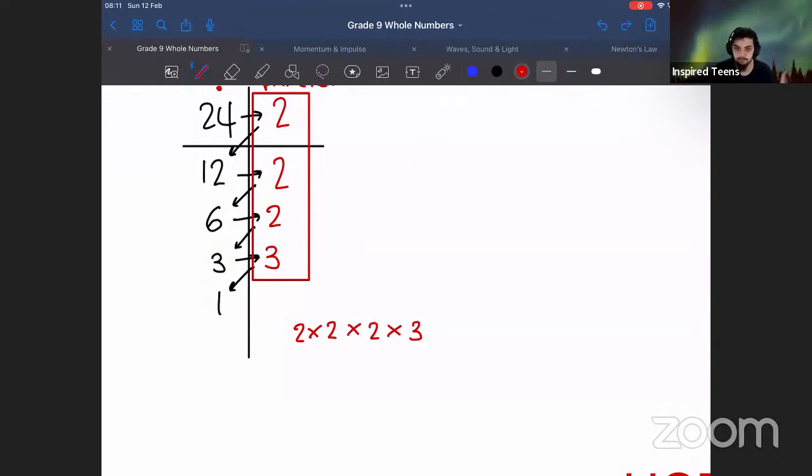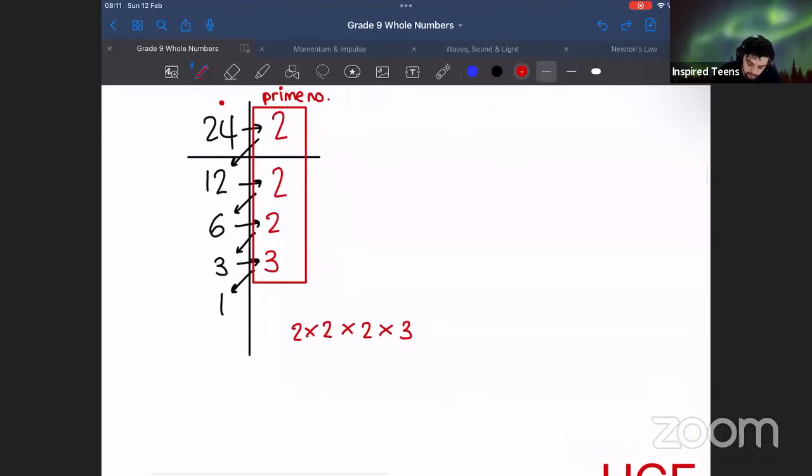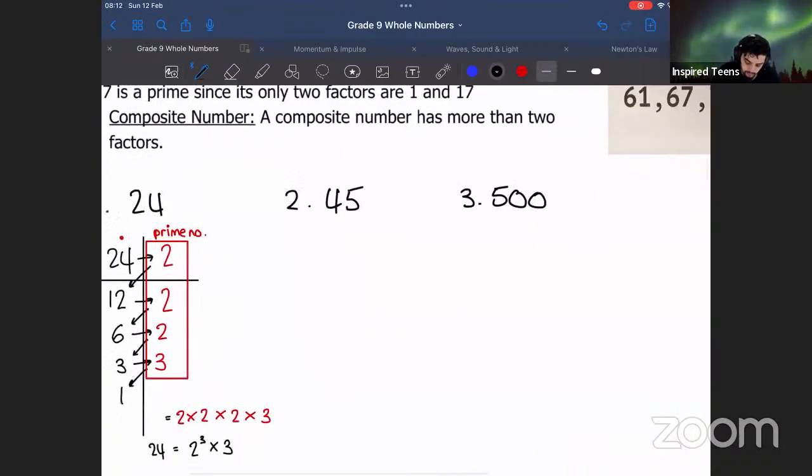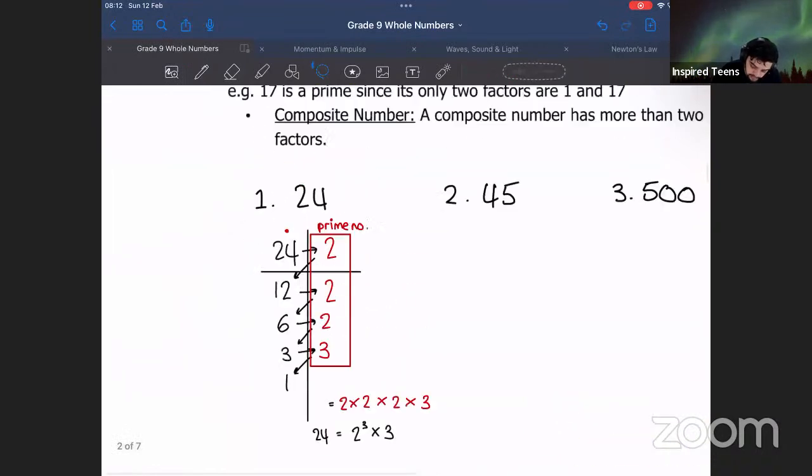Okay, so now we can also write this in exponential form. We just group these three 2's, so it's 2 to the power of 3 times 3. And this is 24 written as a product of its prime factors. Okay, let's look at 45.